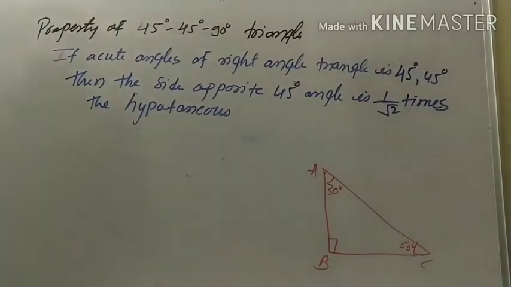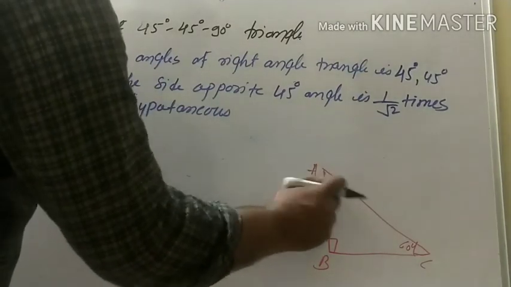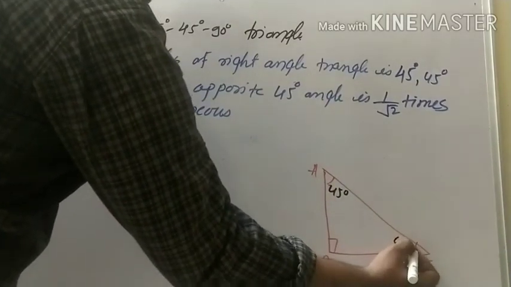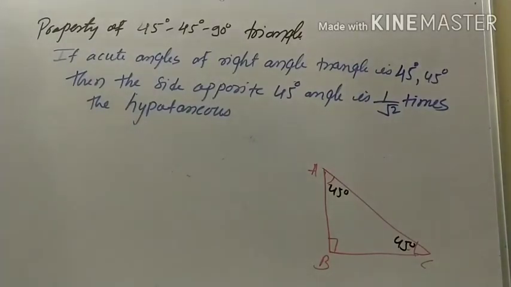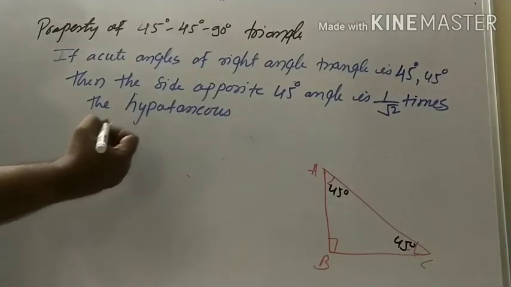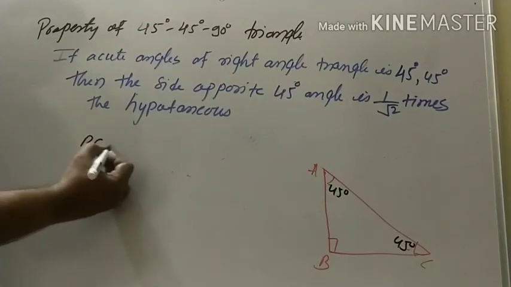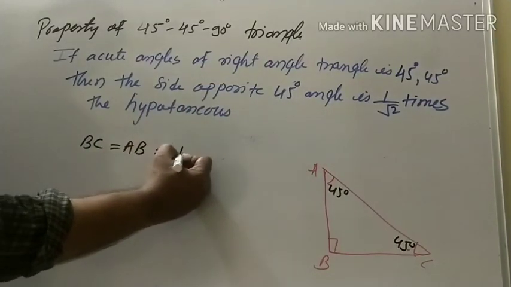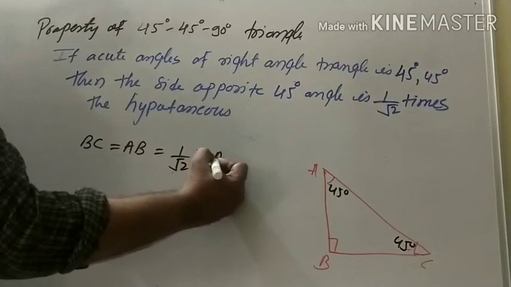Yes. Now the property of a 45, 45, 90 triangle. If the acute angles of a right angle triangle are 45 degree and 45 degree, then the side opposite to a 45 degree angle is 1 upon root 2 times the hypotenuse. So BC is equal to, and the side opposite to this 45 degree, AB, is equal to 1 upon root 2 times the hypotenuse.